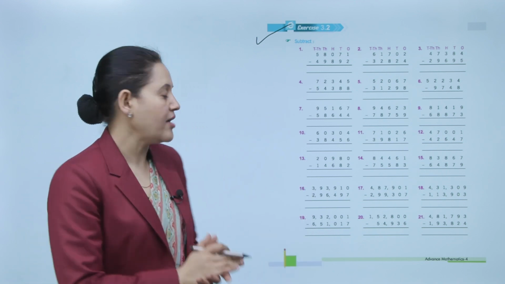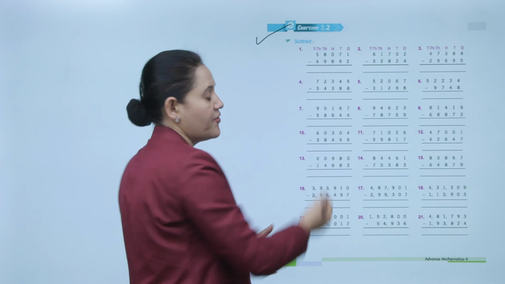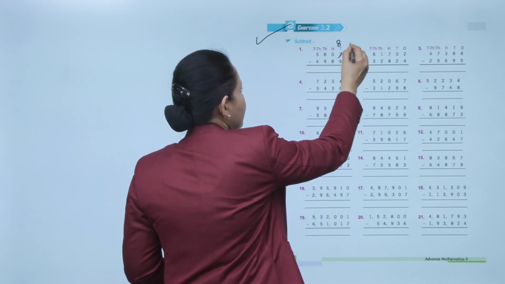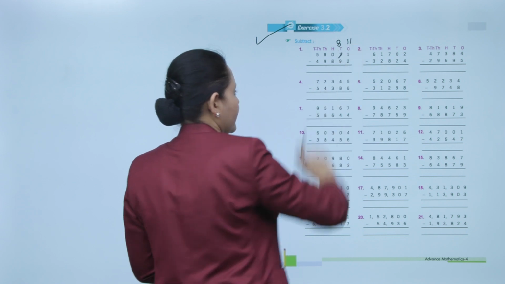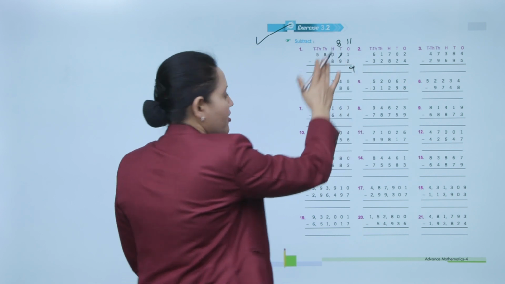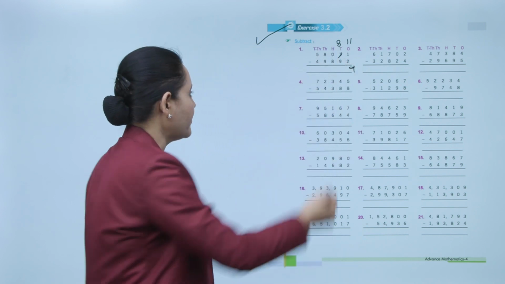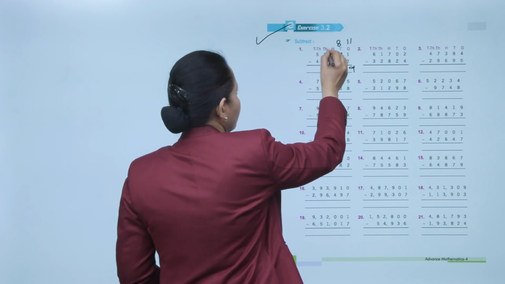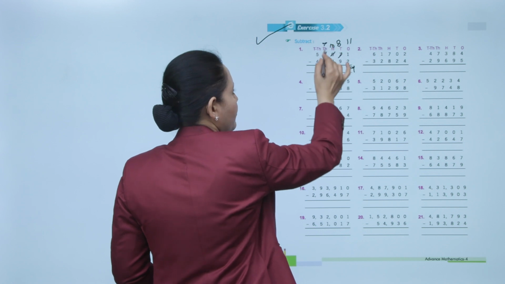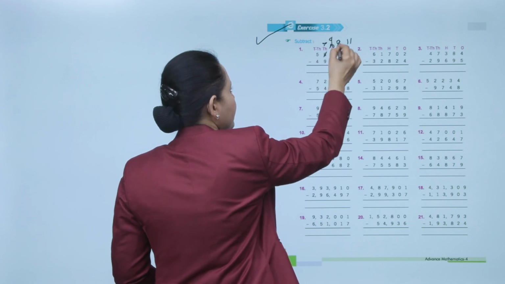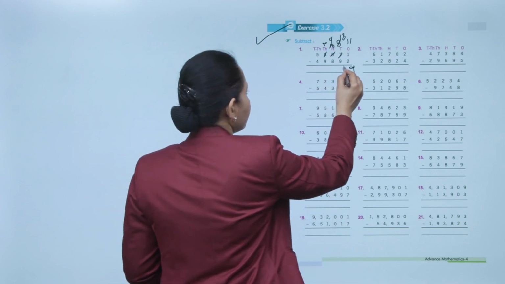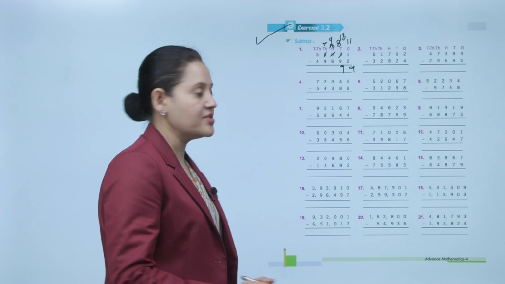Subtract. Here we have to do subtraction. Start from ones. We cannot subtract 2 from 1. So we'll borrow. It becomes 8 and it becomes 11. 11 minus 2 is 9. Again we cannot subtract 9 from 8. So what will we do? Borrow from here. It becomes 10 and 7. Now I'll borrow from here. It becomes 9 and it becomes 18. So 18 minus 9 is 9. 9 minus 8 is 1.